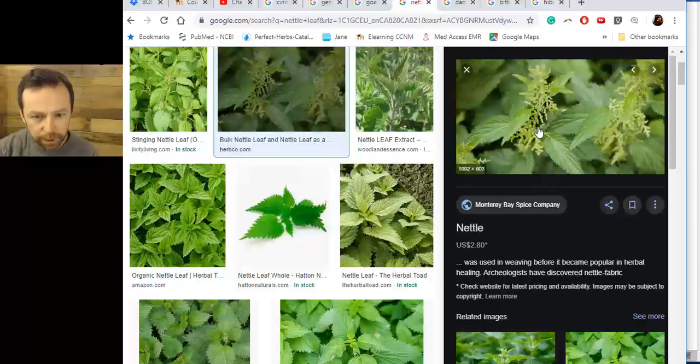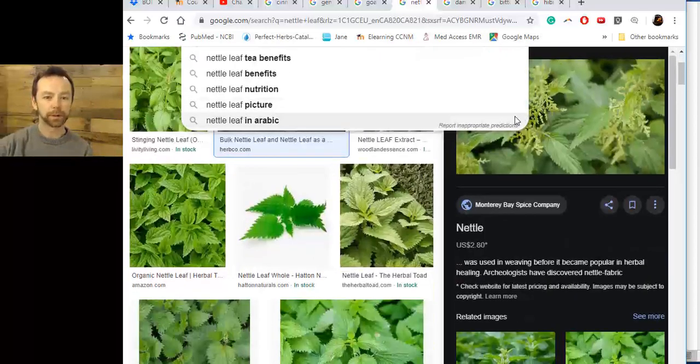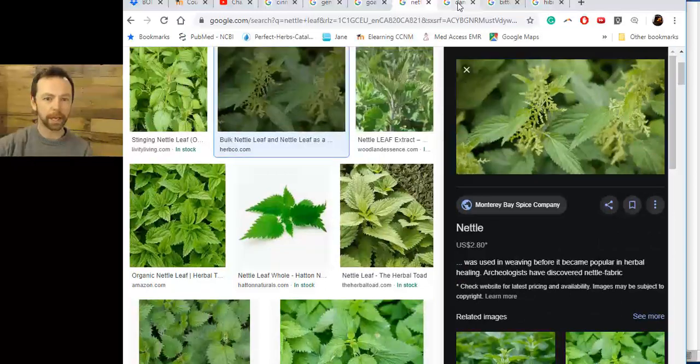And I don't think you can really see the little spikes here, but when you get close, we have those little spikes, and that's what actually causes the sting. There's formic acid in those little spikes, same stuff that's in red ants, that causes the irritation. So that's nettle. Let's look at dandelion leaf.